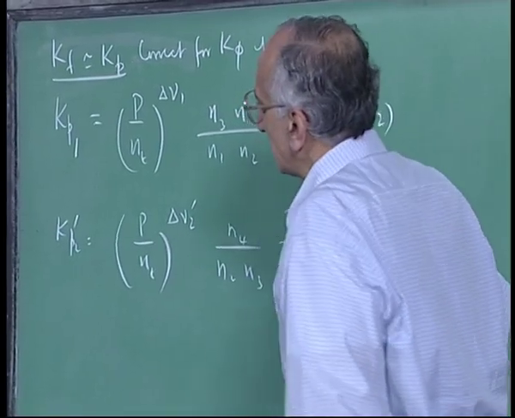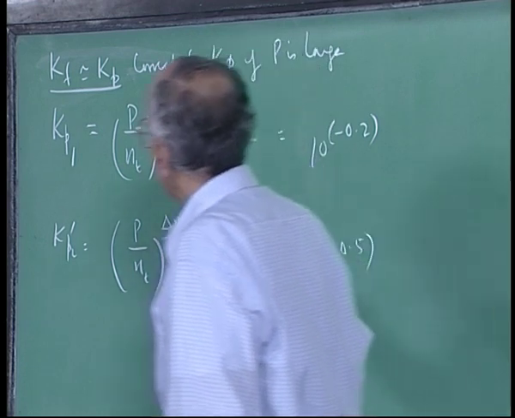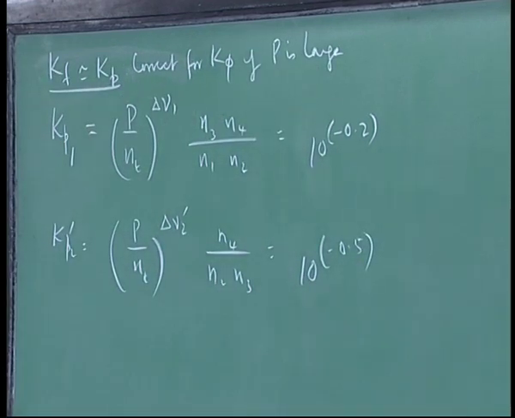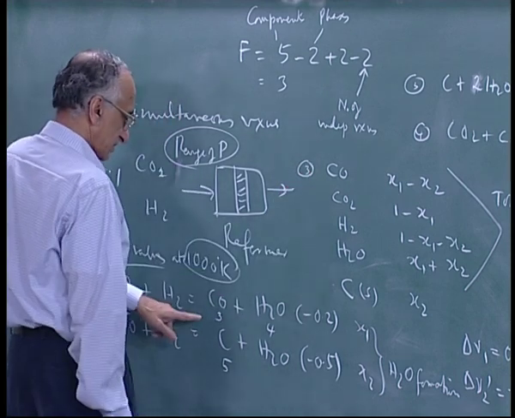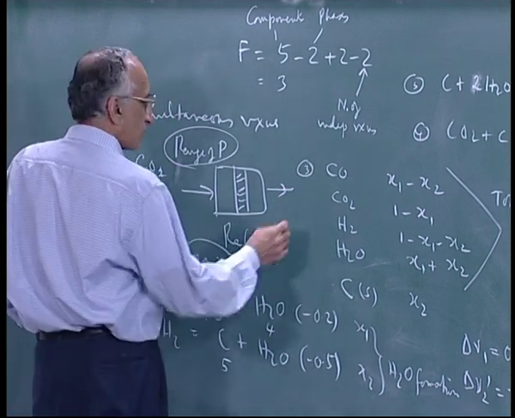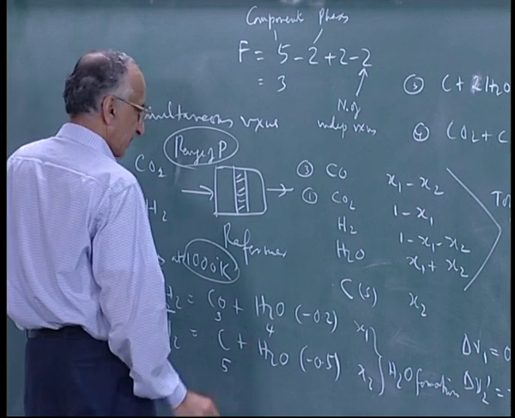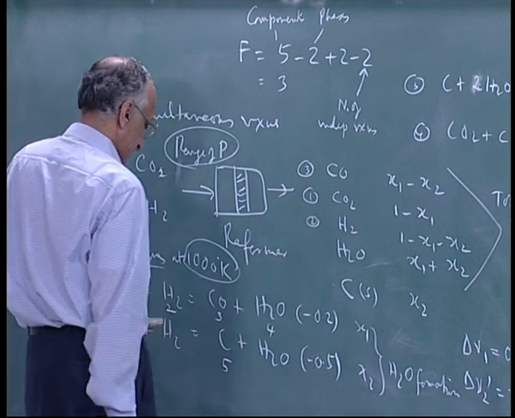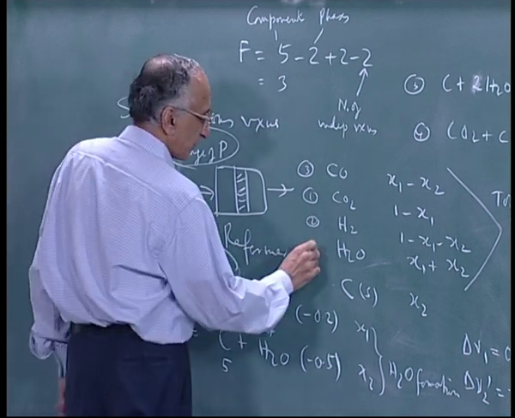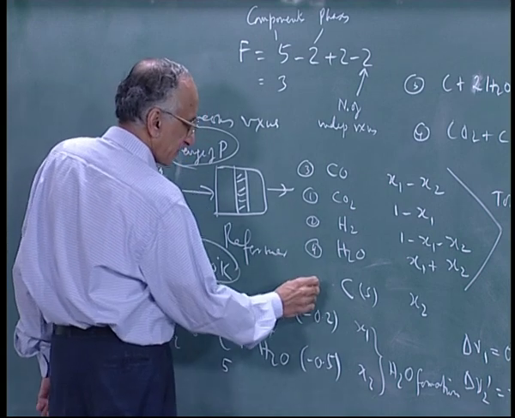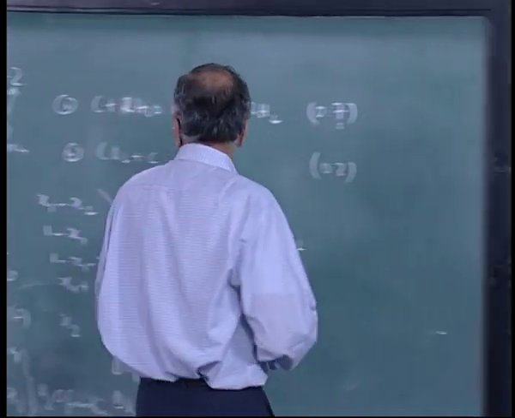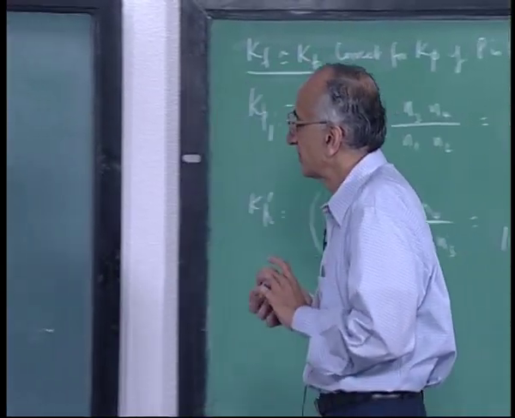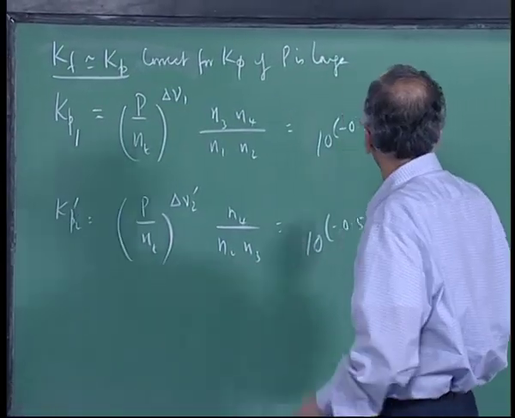So I have N3, is this in the correct order? No, carbon monoxide is 3 and CO2 is 1, H2 is 2, H2O is 4. So I have N3, which is x1 minus x2.